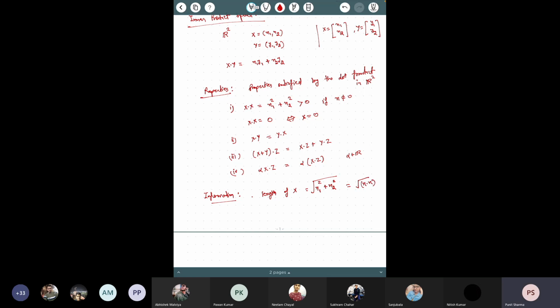So let me write this way. It's the dot product of x with itself. We take the square root of this dot product. So for the length of a vector, I'll use this notation.